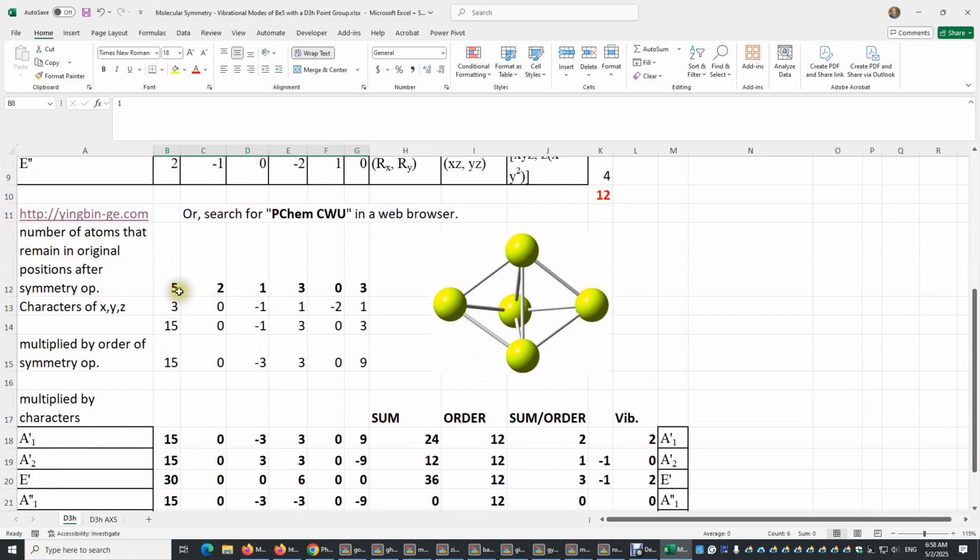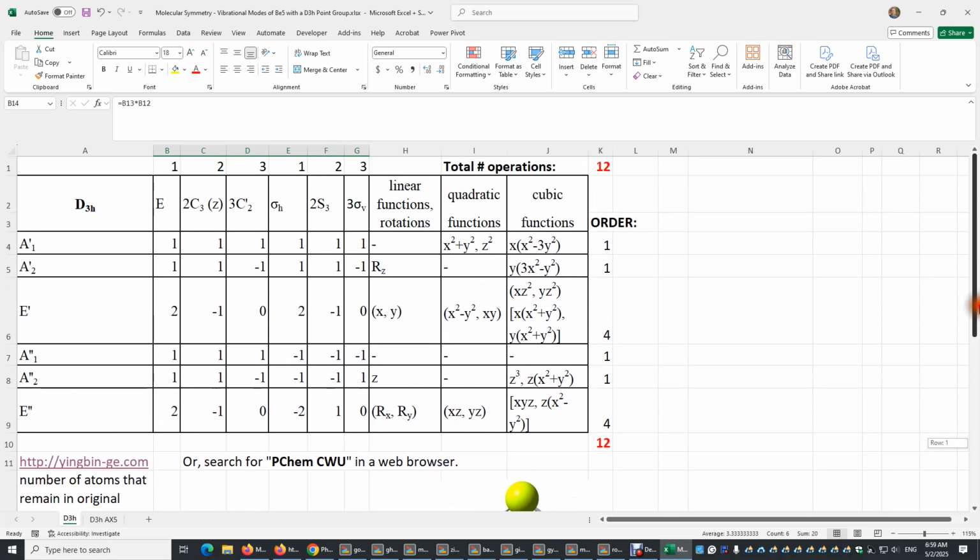So now you have all those atoms that remain in their original positions after the symmetry operation, multiplied by the characters of X, Y, and Z. That means they remain in their original positions, and we're looking at their motions as well, X, Y, and Z. We do a multiplication here, this 2, and this 2, and this 2. We're not done yet because you can see 1, 2, 3, 4, 5, 6. These 6 numbers correspond to the 6 columns here.